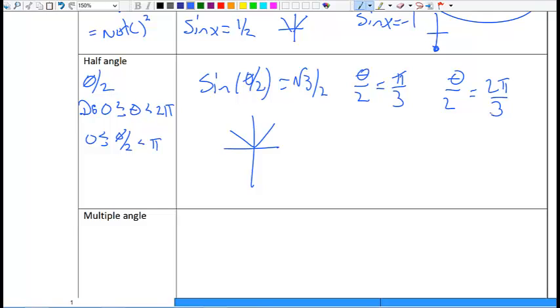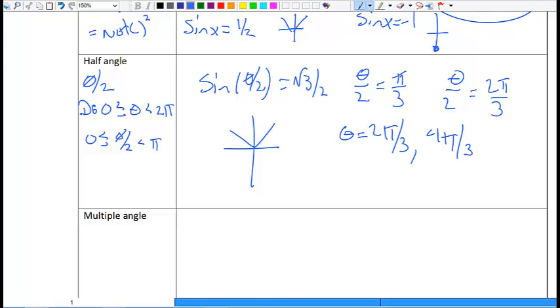Okay. So that's theta over 2, though. I want to solve for theta. So theta would be, I'm going to multiply both sides by 2. Theta would be 2 pi thirds, or 4 pi thirds.